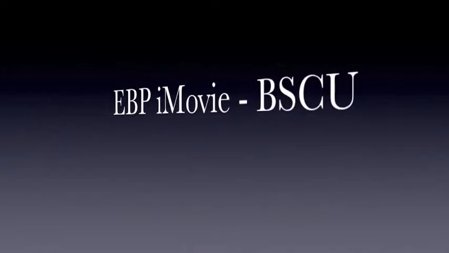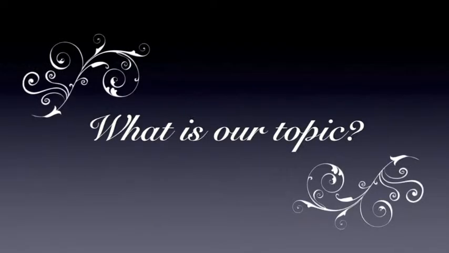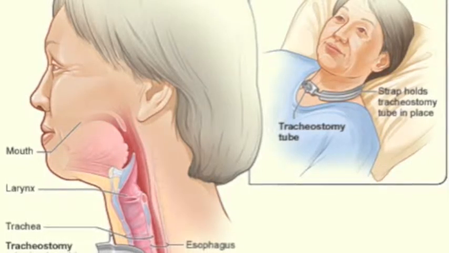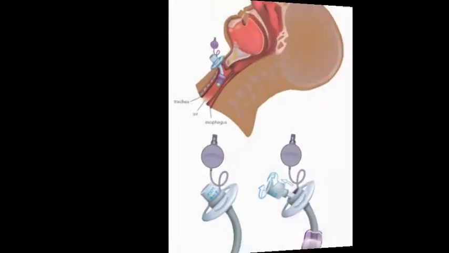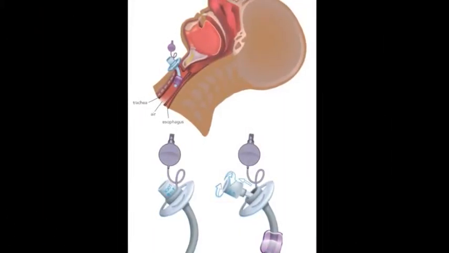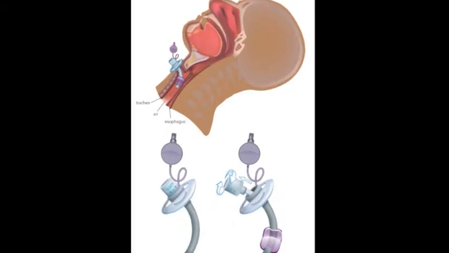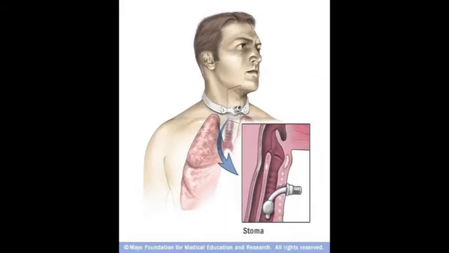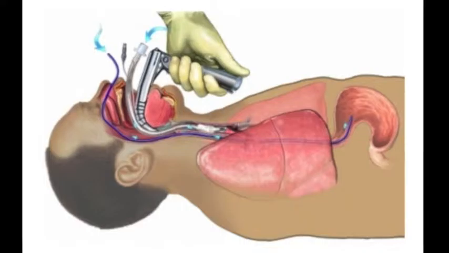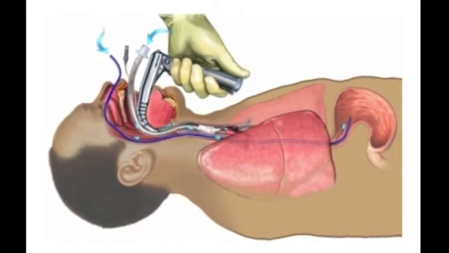Hi, we're the Burn Special Care Unit Group, and our evidence-based practice project was on ventilator-associated pneumonia. Many of our patients in the BSCU have had neck surgeries which involve the use of ventilators and the insertion of tracheostomy tubes in order to keep their airways open so that they can breathe. Ventilation of a patient is considered an invasive procedure. The use of an endotracheal tube during general anesthesia and the insertion of a tracheostomy tube open a pathway for infection to travel to the lower segments of the lungs.